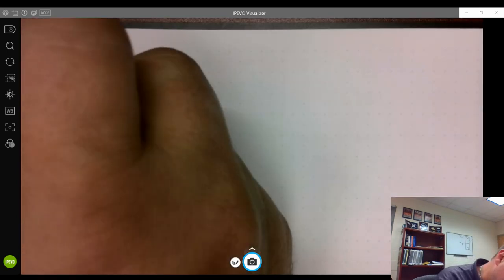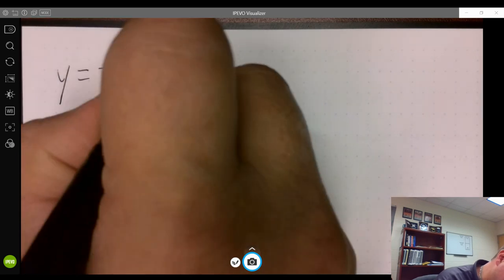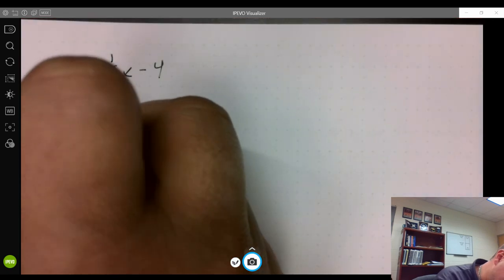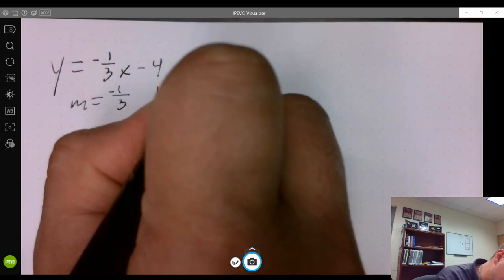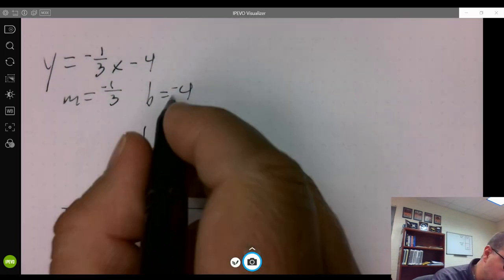Let's say we have y equals negative 1/3 x minus 4. So before I graph any of these, I always will write down the slope and the y-intercept.